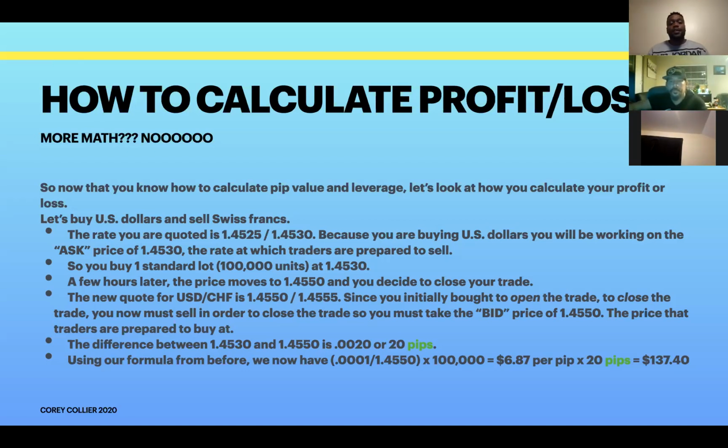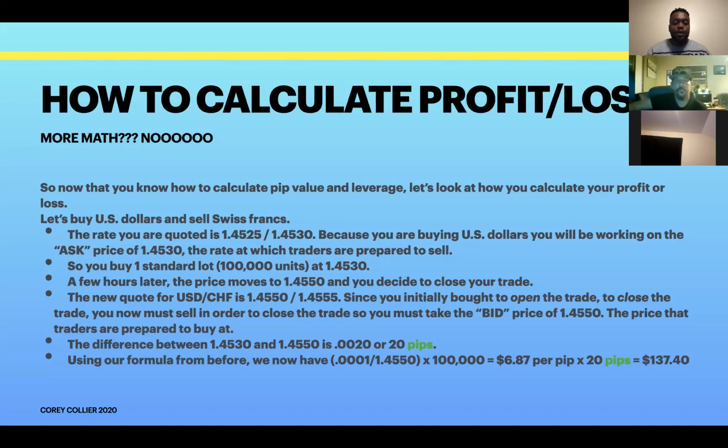Okay, so let's buy United States dollars and sell Swiss francs. The rate we're quoted is 145.25, 145.30. That's our bid and ask price. Because we are buying United States dollars, we'll be working on the ask price of 145.30. That's the rate at which traders are prepared to sell.